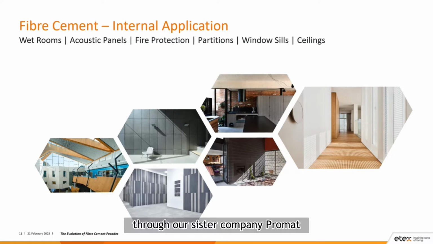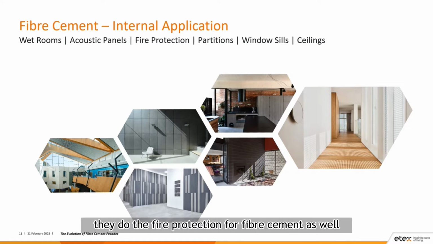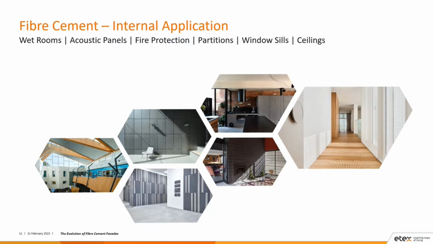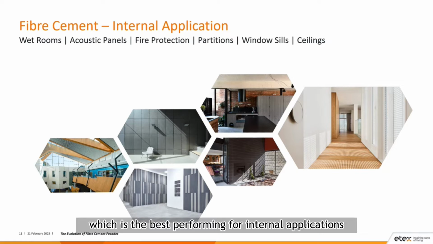Through our sister company, Promat, who you may or may not have heard of, they do the fire protection for fibre cement as well. And then you've got things like partitions, window seals, and also ceilings as well, which fibre cement can be used for. So in Australia, it's deemed as a Group 1, which is the best performing for internal applications.